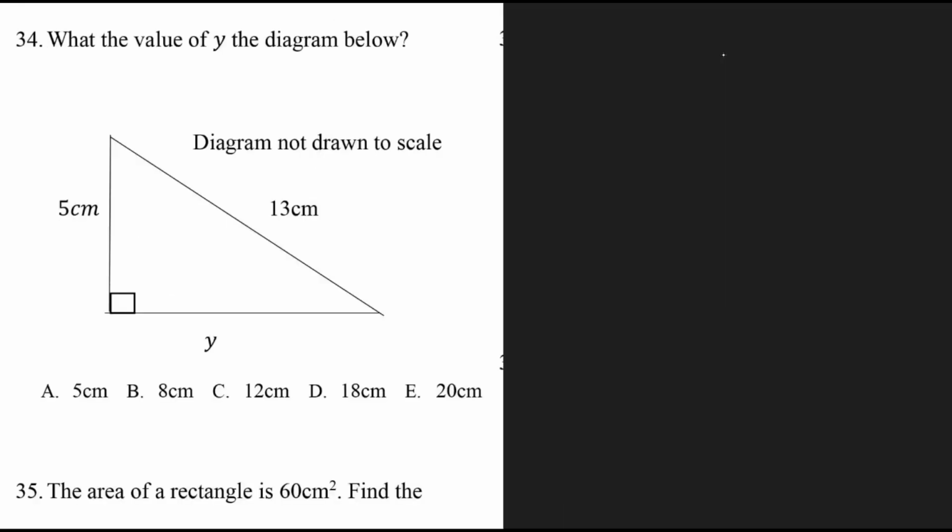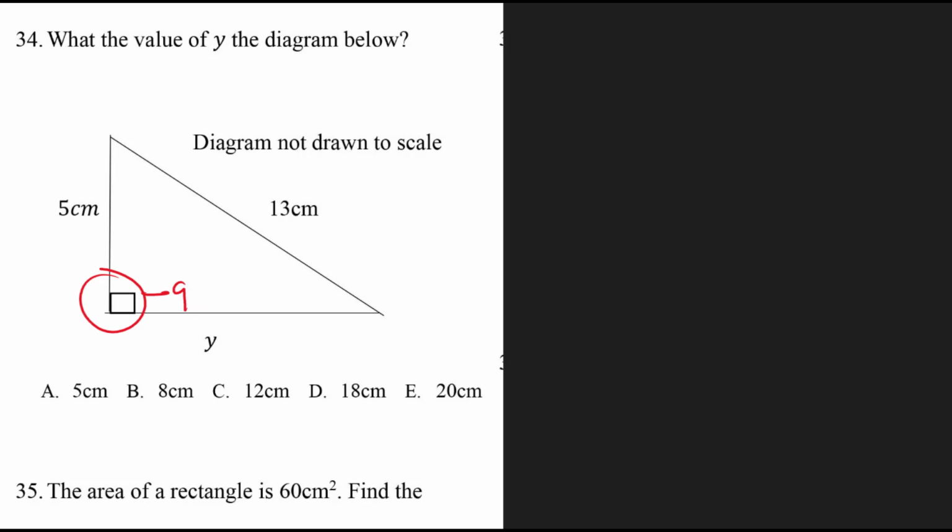Alright, question 34 says, what is the value of y in the diagram below? So the question is, what type of triangle is this? Can you see something here? This is trying to tell you that it is 90 degrees. And any triangle that has 90 degrees in it is known as a right angled triangle, because it's having a right angle there, right?